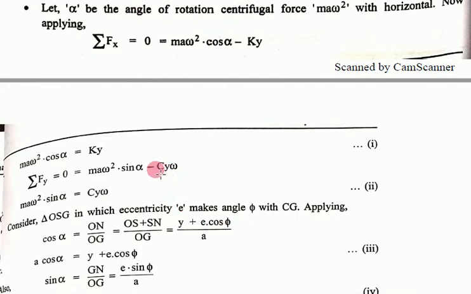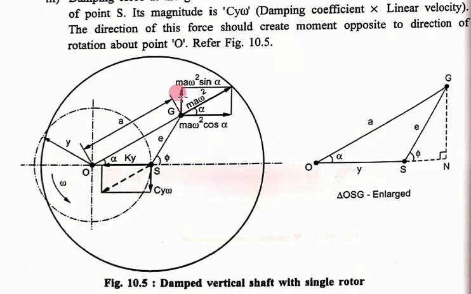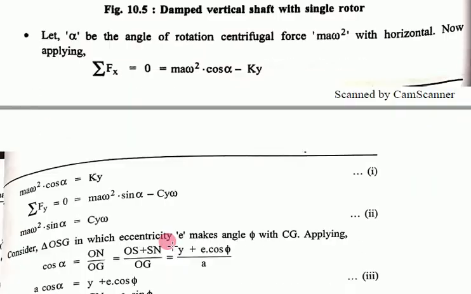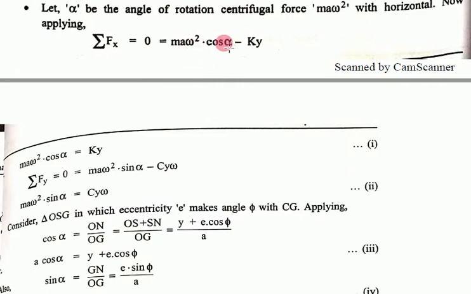In the same way for sigma Fy, the vertical force is m a omega square sin alpha, and downward is c y omega. So m a omega square sin alpha minus c y omega equals 0. We get m a omega square sin alpha is equal to c y omega, and m a omega square cos alpha is equal to ky. It is not seen here, but you just understand that m a omega square cos alpha is equal to ky.